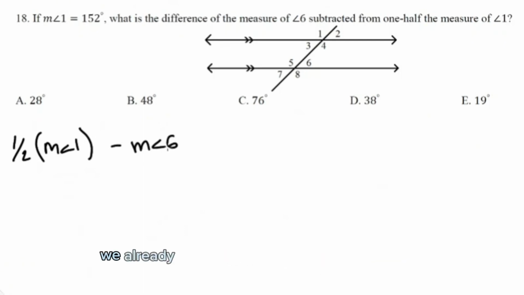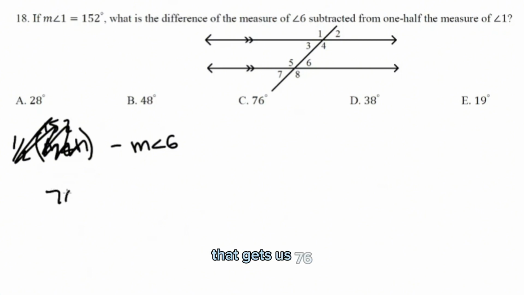Cool thing is, we already know what the measure of angle 1 is. That's just 152. If we find 1/2 of that, that gets us 76. Alright, now it's just 76 minus the measure of angle 6. But how do we find the measure of angle 6? Well, let's look at this figure right here.